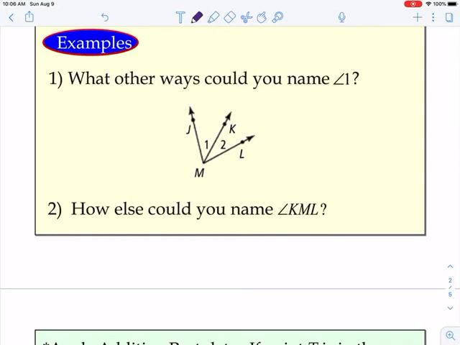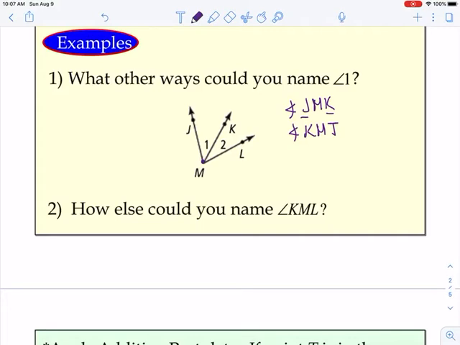So in example number 1, it says, what other ways could you name angle 1? Again, the vertex point here is M, so no matter what, the M has to go in the middle. So I could call that angle JMK, or if I reverse those 2 letters, I could also name it angle KMJ. But again, notice that M, that vertex point, has to be in the middle.